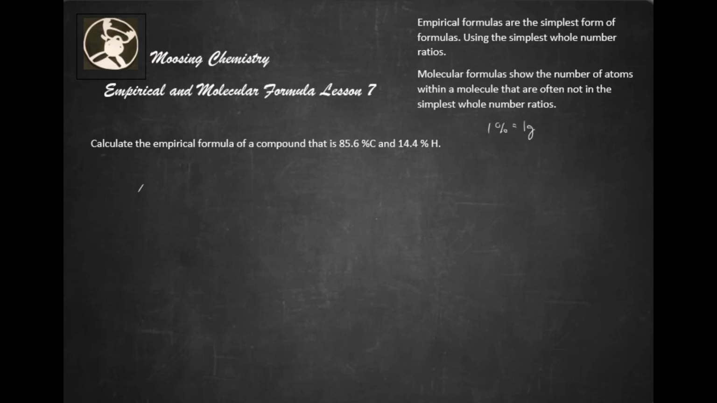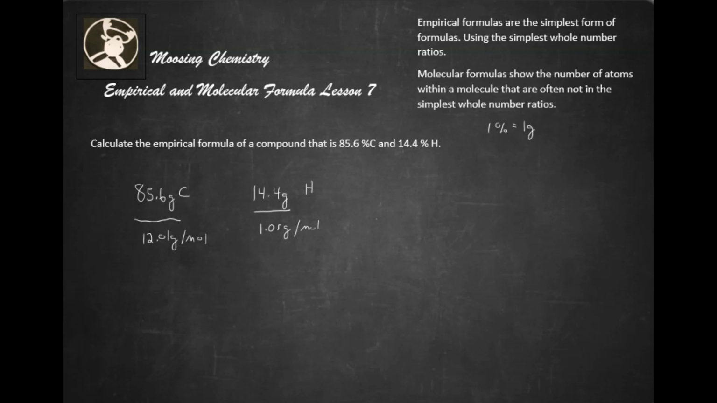All right, so now we have 85.6 grams of carbon, right? And of course, we have 14.4 grams of hydrogen. Okay, so we're going to divide this by 12.01 grams per mole. So that's how many grams are in a mole of carbon. And we're going to divide this by 1.01 grams per mole. That's how many grams are in one mole of hydrogen.